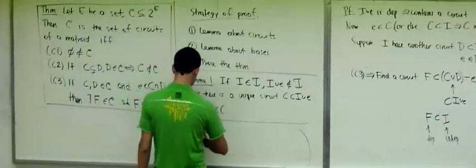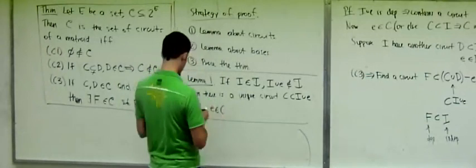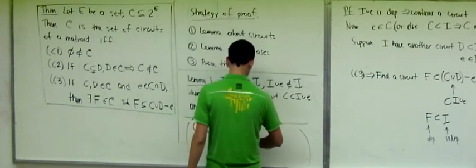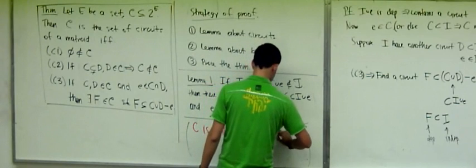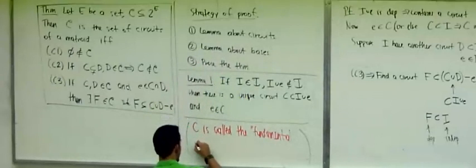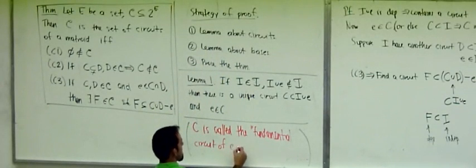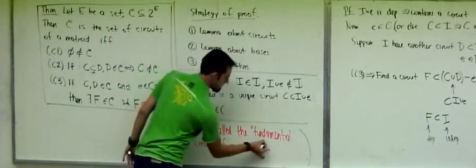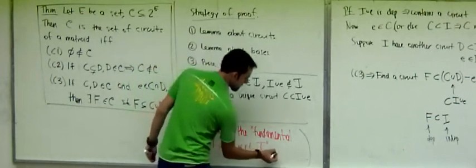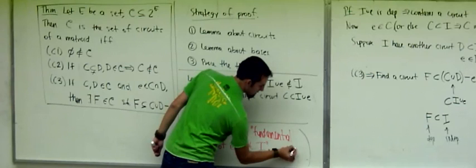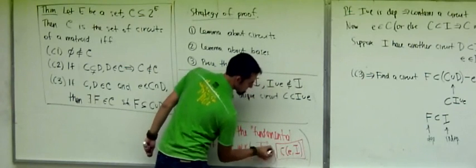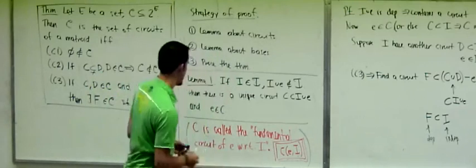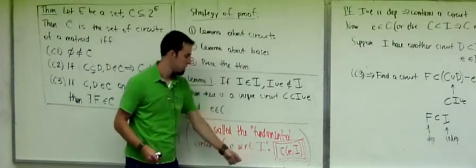It's normally called, C is called the fundamental circuit of E with respect to I. And there's actually a notation for this. People denote it by C of E, comma, I. So C is called the fundamental circuit of E with respect to I, and we denote it C of E, comma, I.